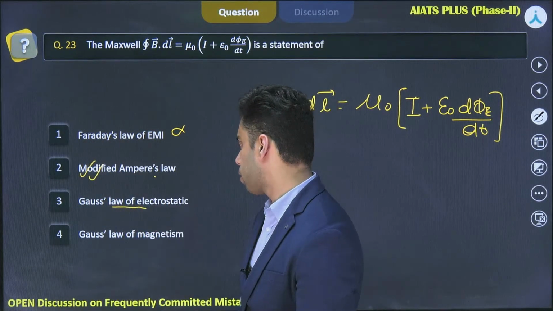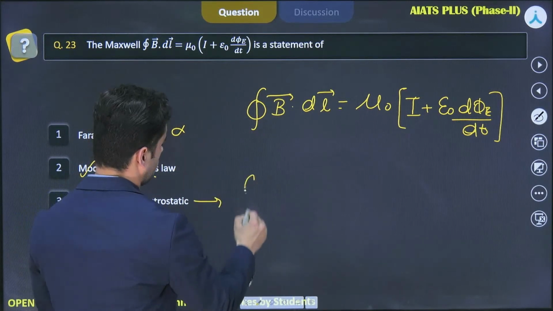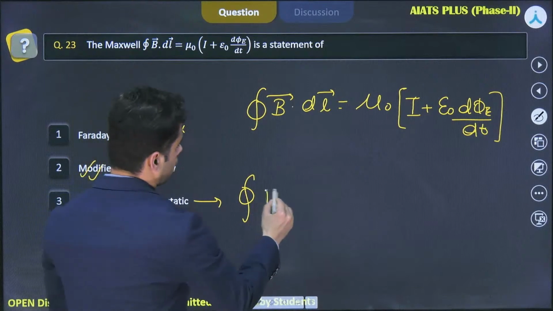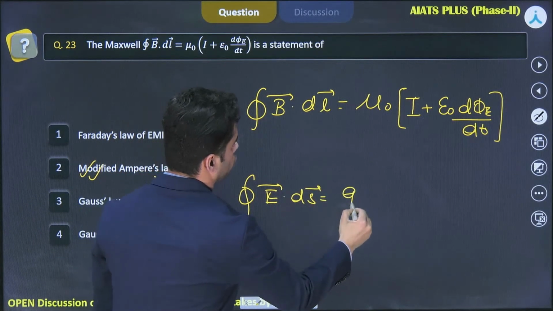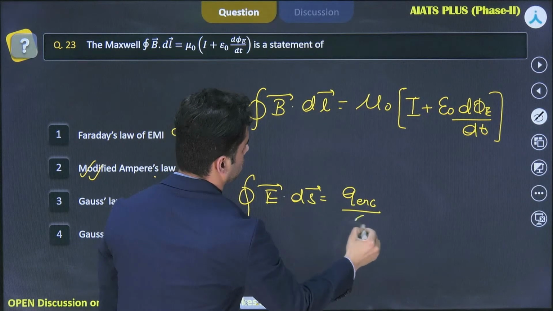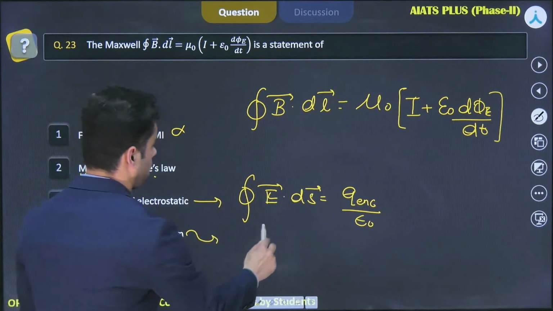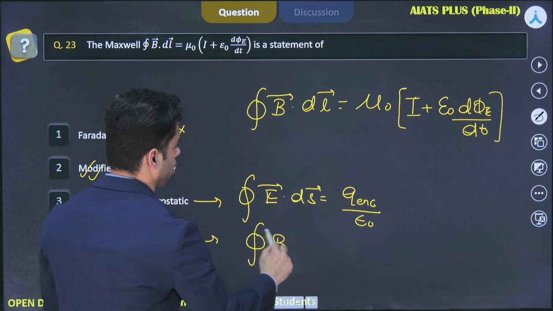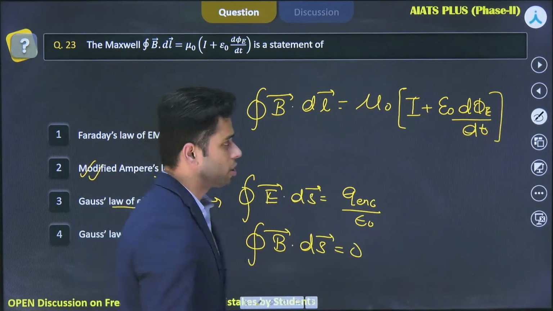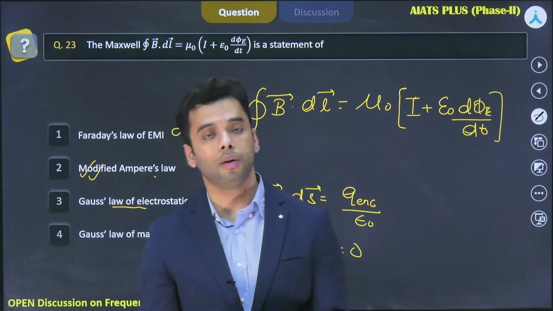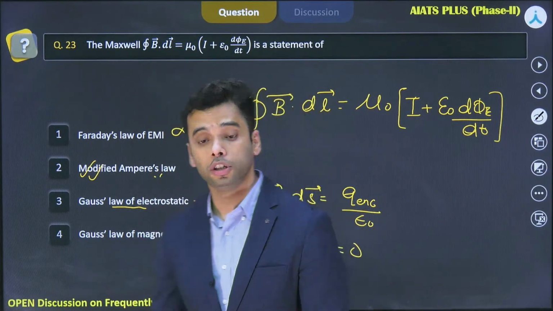Gauss law of electrostatic. What is the expression for Gauss law of electrostatic? It is E dot ds is equal to Q enclosed divided by epsilon naught. And what about the Gauss law of magnetism? It is closed integral of B dot ds equal to 0. So this equation that has been given to you is a modified form of Ampere-Circuital law, which means the correct answer should be option 2.